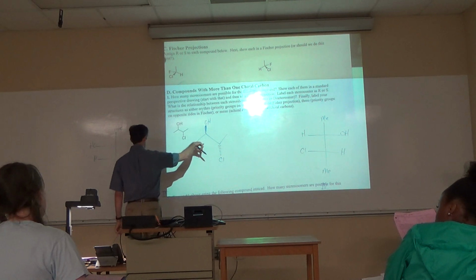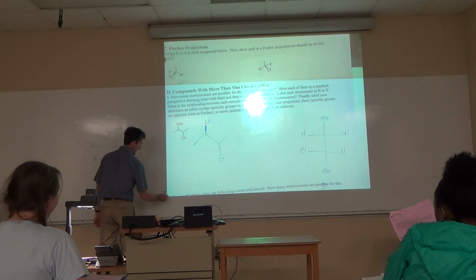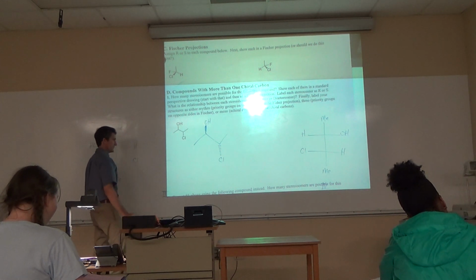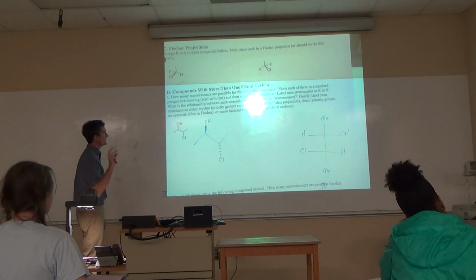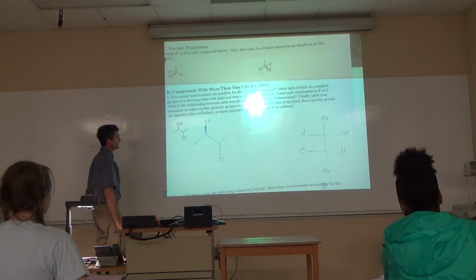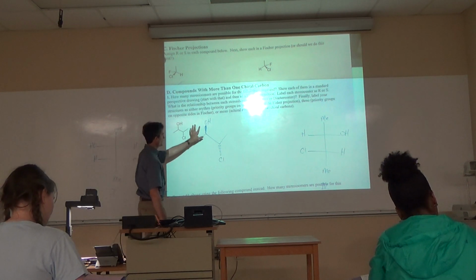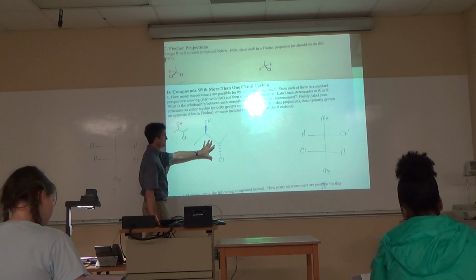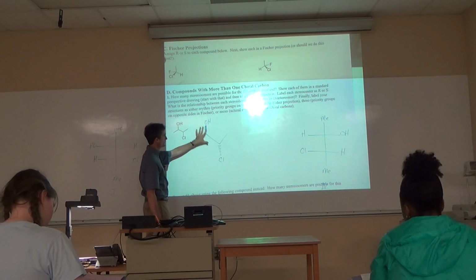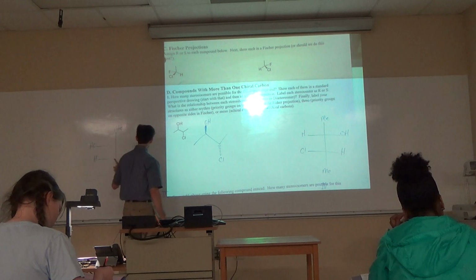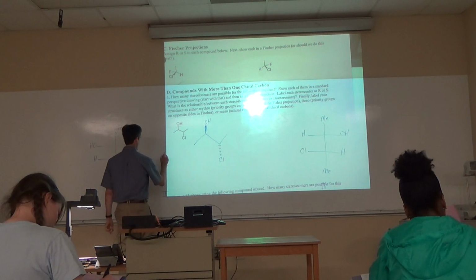Let's draw this one in a Fisher. We're doing this a little bit convoluted here. Hopefully everything is going to be straight in your notes. This is Roman numeral 2. This is called perspective drawing, where we show the full stereo view with dashed and bold. This is Fisher projection. Let's draw this.